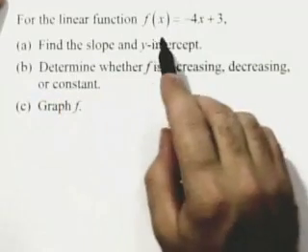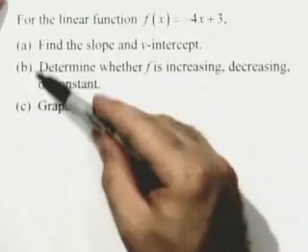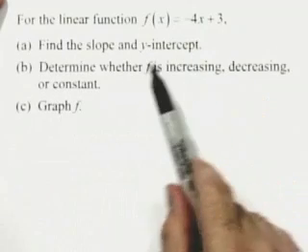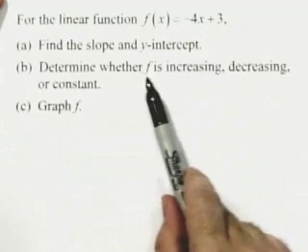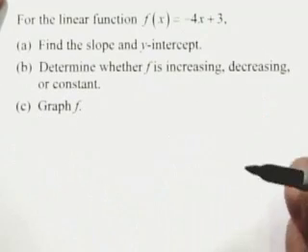In this problem, we're going to examine a linear function. For the linear function f of x equals negative 4x plus 3, we're asked to do three things. First, we want to find the slope and y-intercept. Then we're asked to determine whether f is increasing, decreasing, or constant. And lastly, we're asked to graph the function.